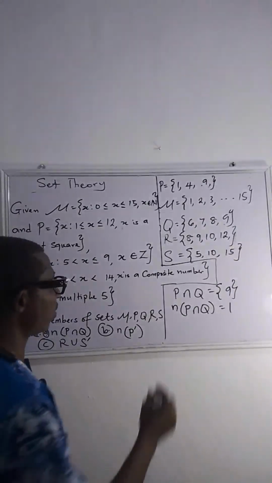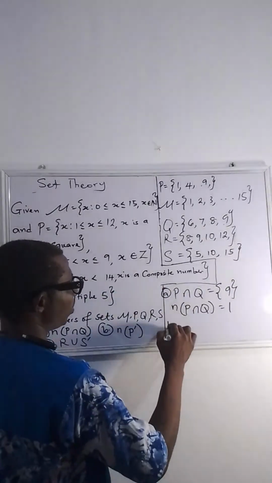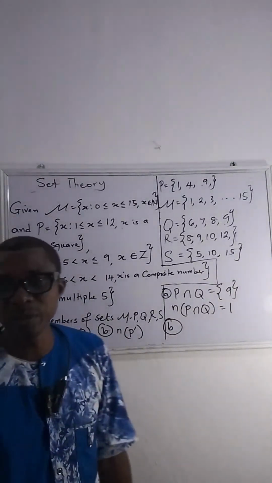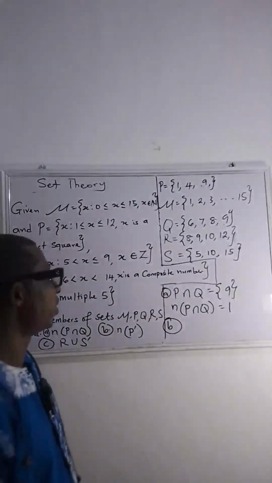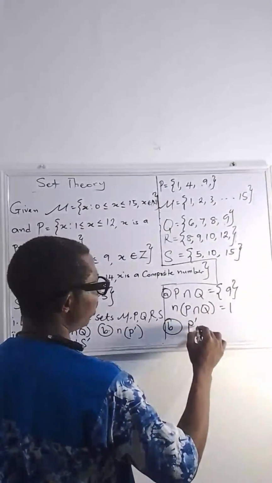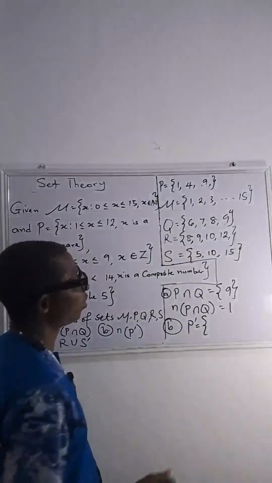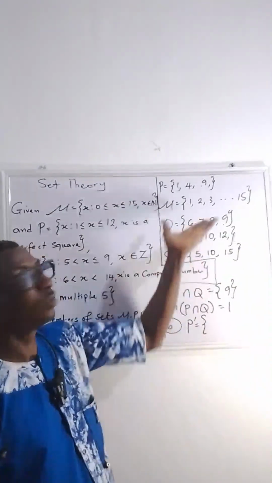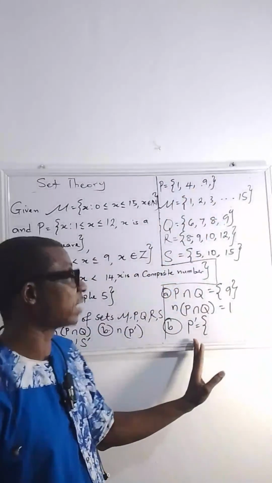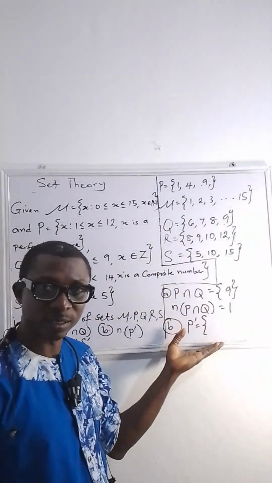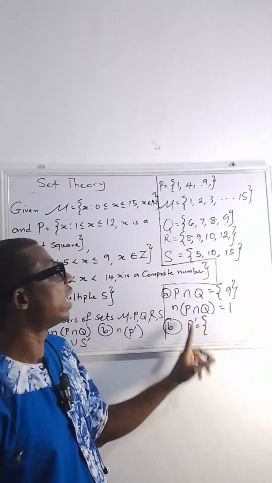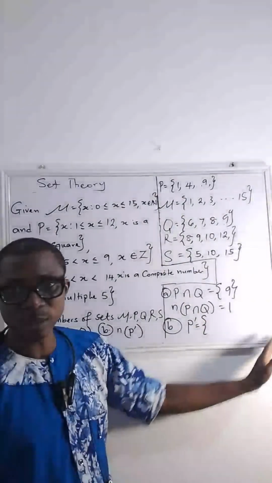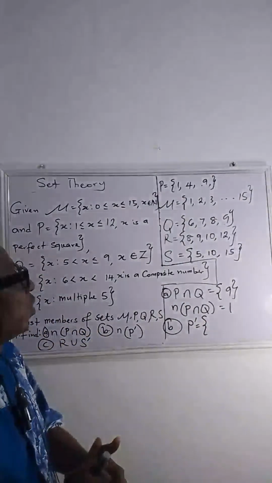Now let's look at the second one. This was A. Now let's look at the B part of the question. You have to find the number of elements in P complement. What do we call P complement? They are those elements that are not in P, but are inside the universal set. Now, can you list all those elements? I want you to quickly do that and let me see what you have.